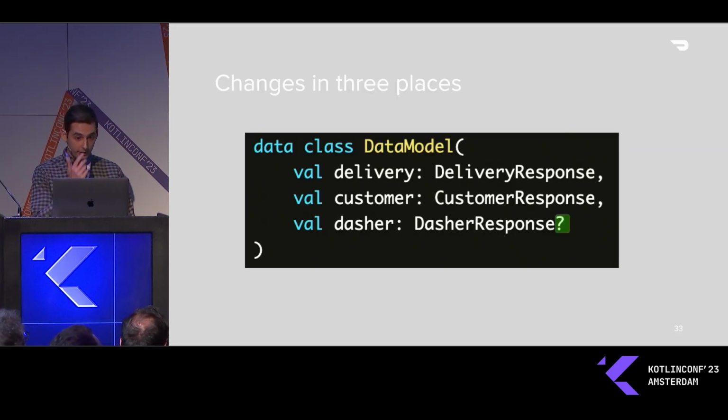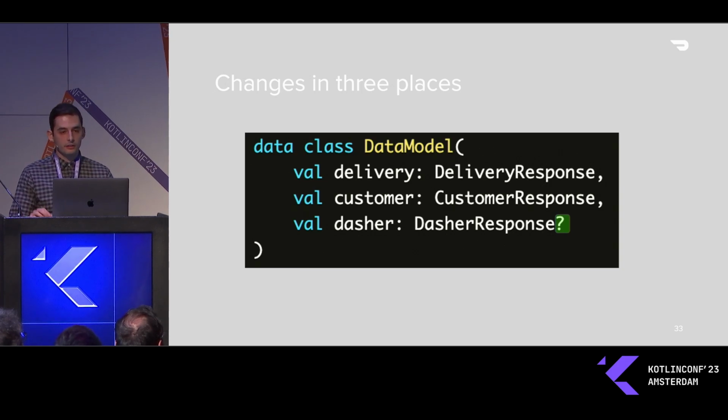Let's see what that would look like. So here I've defined a data model whose fields don't use the result class. In the data model, we would change the Dasher response to be nullable. And then in getDataModel, we'd add error handling logic to catch any exceptions thrown by Dasher service and set the Dasher response to null. Then in getResponse, we would change our code to read that nullable field.